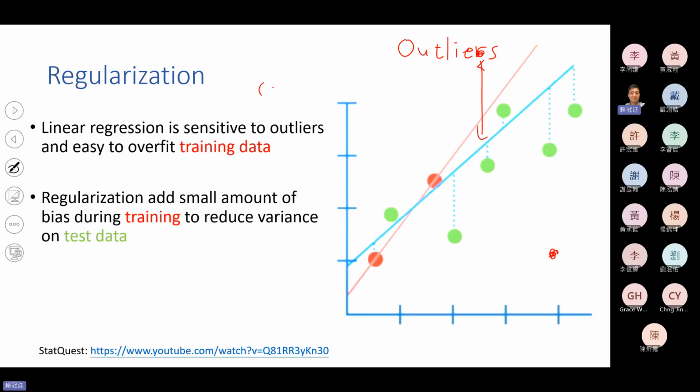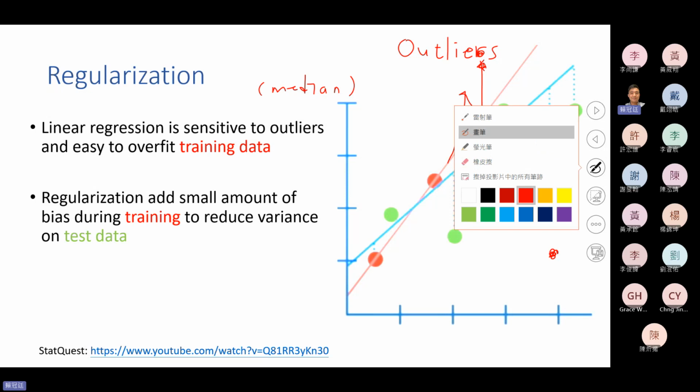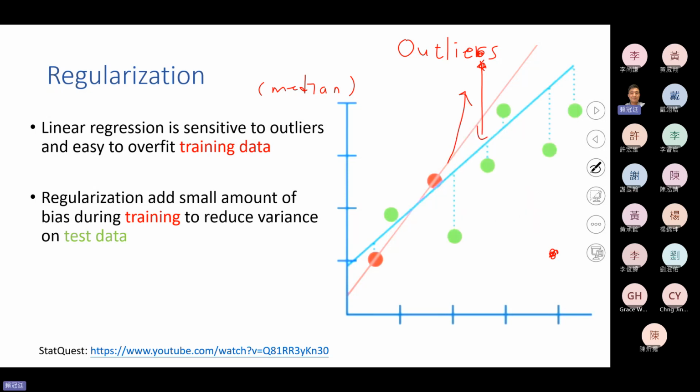So sometimes we use median to describe better than mean. So how can we solve this problem? If we have an outlier here, the total linear equation will be shifted. However, the baseline is the original one. So this is supposed to be the best, but the red line is affected by the outliers.